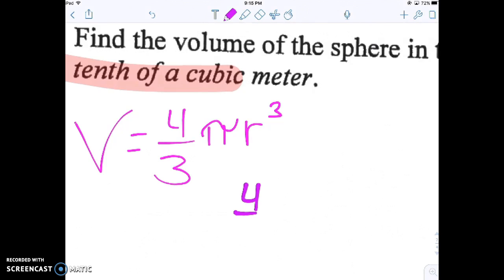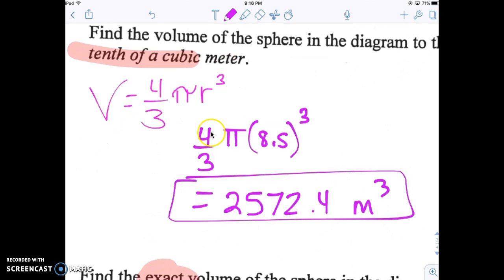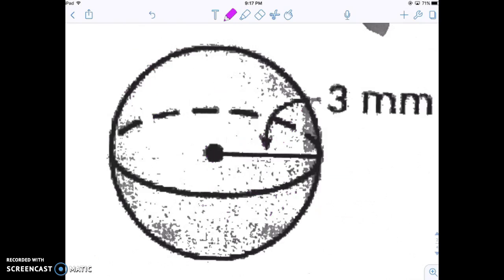So we have 4/3 times pi, and the radius was 8.5 cubed. So that's 4/3 pi r cubed. So when you multiply the 4 times pi times 8.5 times 8.5 times 8.5 and divide all of that by 3, you end up with 2,572.4 meters cubed.